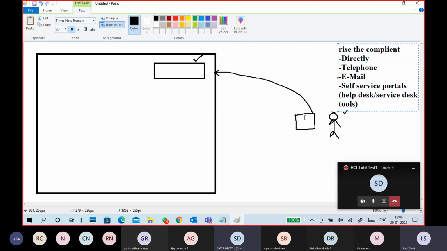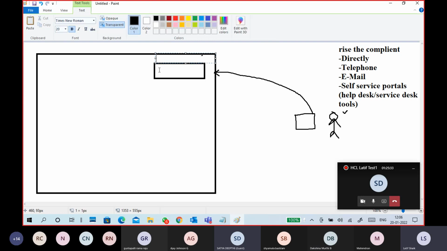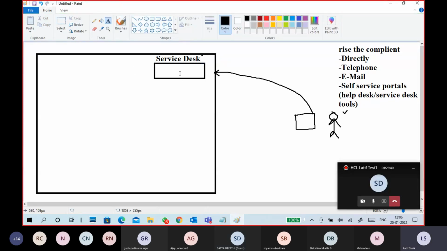When you raise the complaint, what happens? The complaint goes to the organization. So who will check or interact with this complaint? Service desk people only. Very good. Service desk people are the single point of contact between users, customers, or clients and the IT employees.